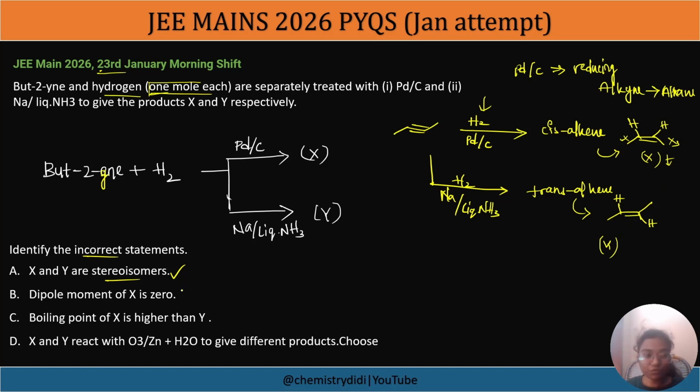That's why this is true in the case of Y, the trans alkene. This is not true for the cis alkene. So that's why this is wrong. That's what we want: the incorrect statement. So this is the incorrect statement.